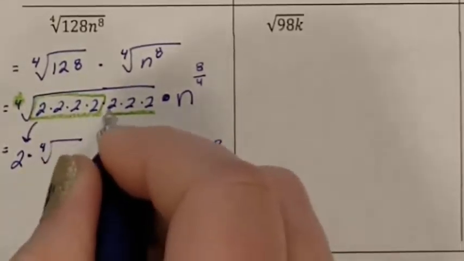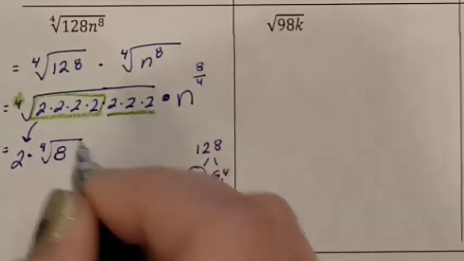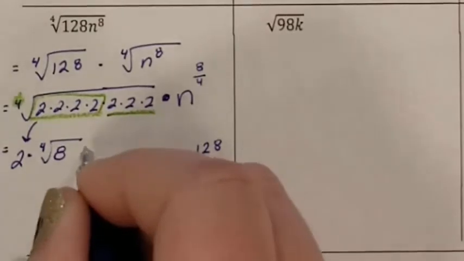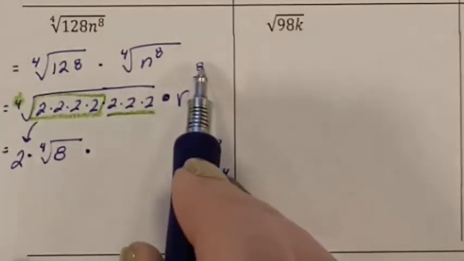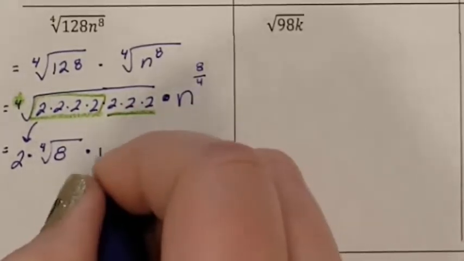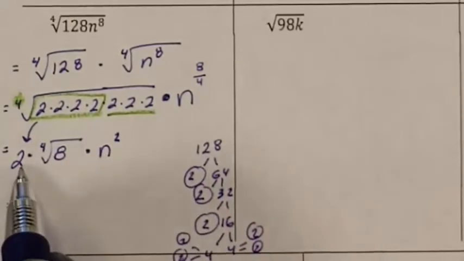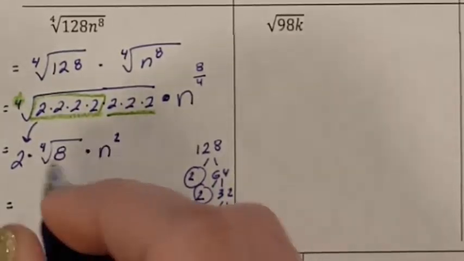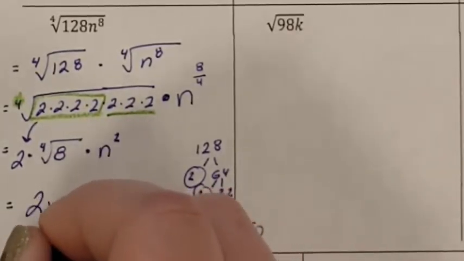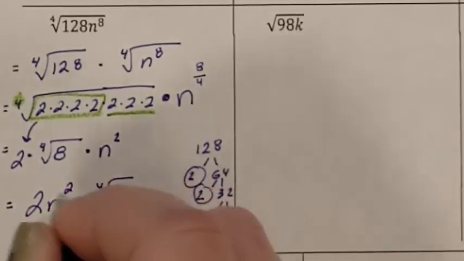So I have 2 times 2, which is 4, times 2 more is 8. So the 4th root of 8 staying inside the radical sign, being multiplied by, can I simplify this fraction? What is 8 divided by 4? It's 2. So this is n to the second power. So I have the 2 escaped, the n to the second power escaped. So you have 2 times n to the second, being multiplied by the 4th root of 8 in the end.